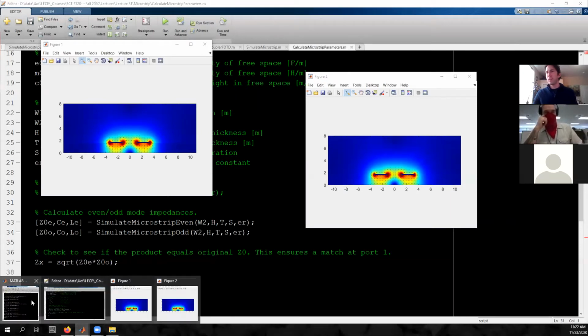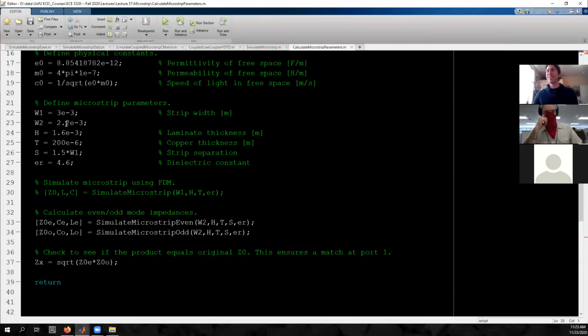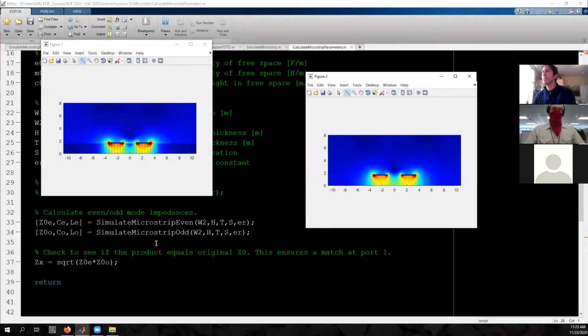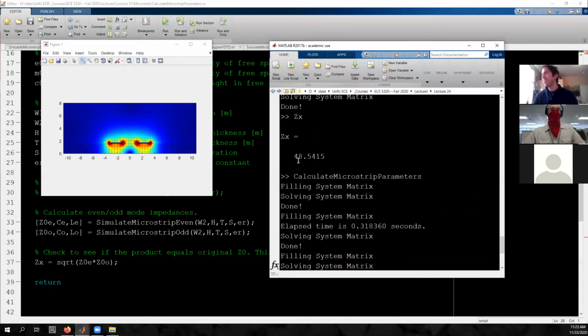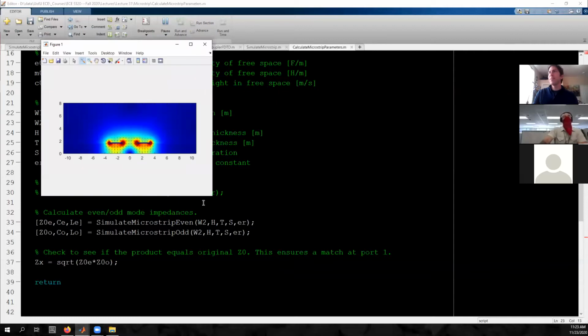There it goes. So ZX, ooh, 48. Oh, it's getting so close, right? So maybe 2.15 there. So simulate. Oh, so close. 48, 48. All right, let's just bring it down to an even 2 here. See what that does.